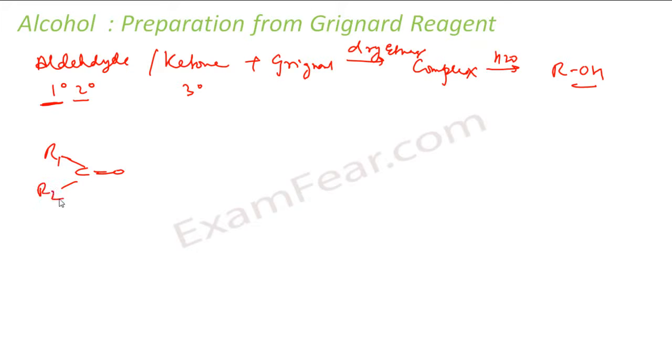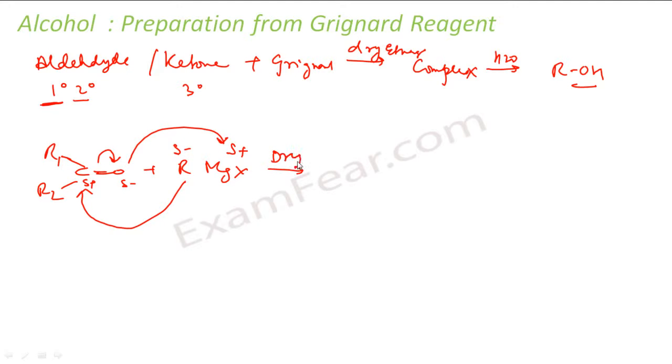Let's suppose R1, R2, reacting with Grignard reagent RMgX. We know that the R gets a negative charge and the MgX has a slightly positive charge. Oxygen is more electronegative and tries to attract electrons toward itself, so it is slightly negative and the carbon is slightly positive. The negative R will attack the positive carbon.